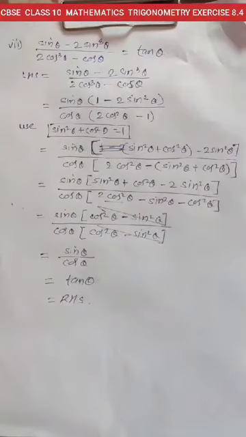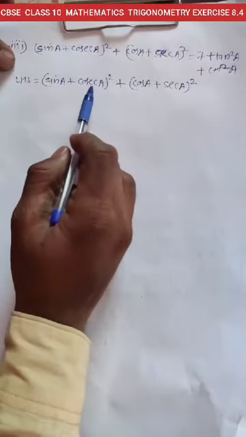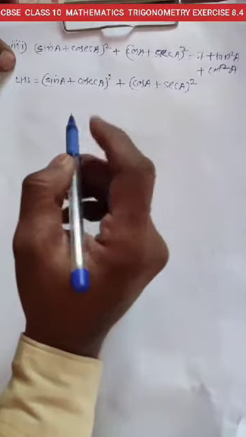So it's our answer. Now students, our question number 8: (sin A plus cosec A) whole square plus (cos A plus sec A) whole square, and we have to prove that it equals 7 plus tan square A plus cot square A. For this purpose we take the LHS as (sin A plus cosec A) whole square plus (cos A plus sec A) whole square.